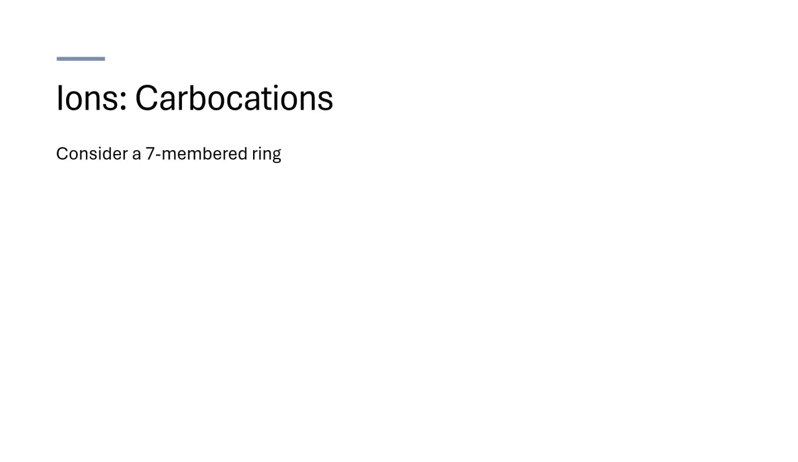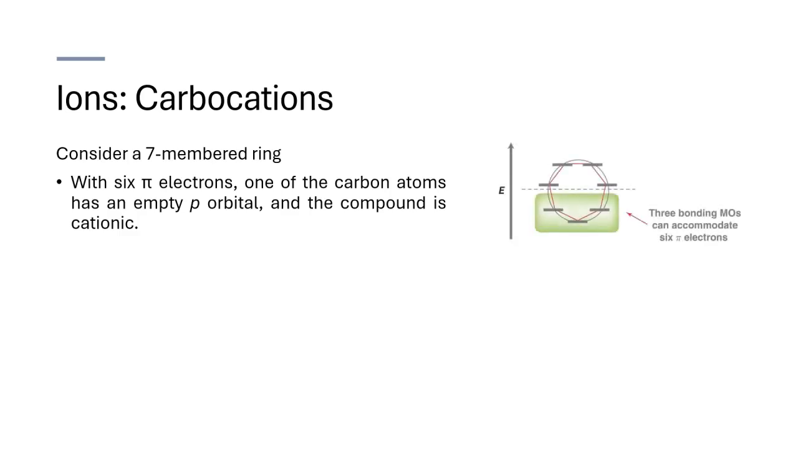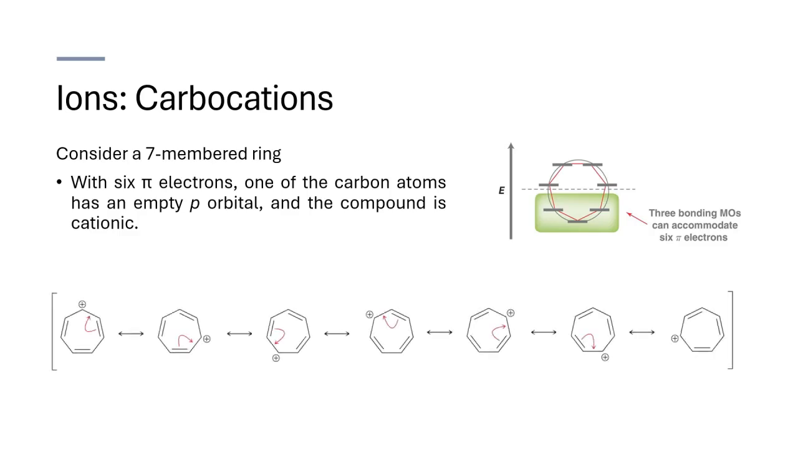Ions, carbocations. Let's consider a 7-membered ring. It needs to have 6 pi electrons, so one of the carbons itself must then have an empty p orbital in order for it to be aromatic. The compound needs to be cationic in that case. Notice here all the resonance structures that allow all the p orbitals to overlap, resulting in conjugation and Huckel's number of pi electrons. The tropylium cation is an aromatic cation example.